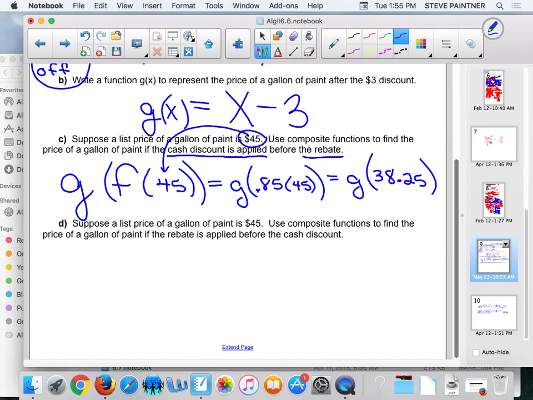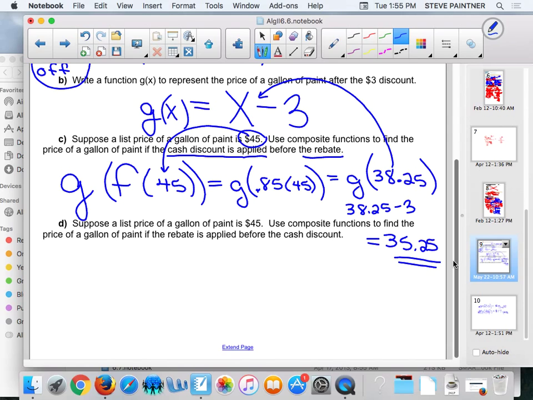Now plug that in for G. Plug it in for G. G's right here. I can see G right there. So minus, so 38 what? 38.25. Minus 3. What is the final cost of the paint? 35.25. $35.25. Perfect. So that's what you get if you apply the discount first, rebate last.